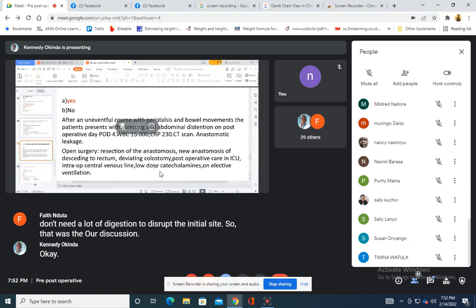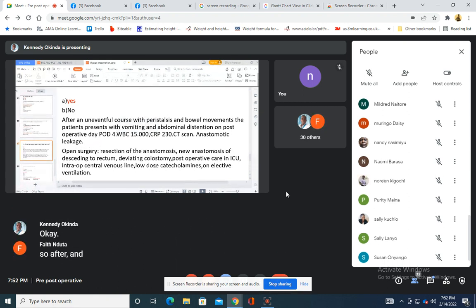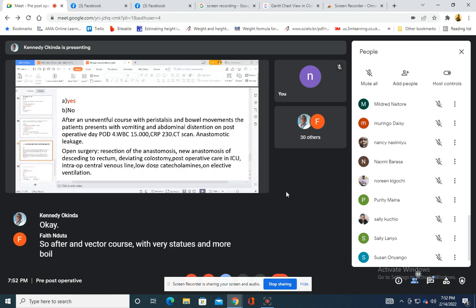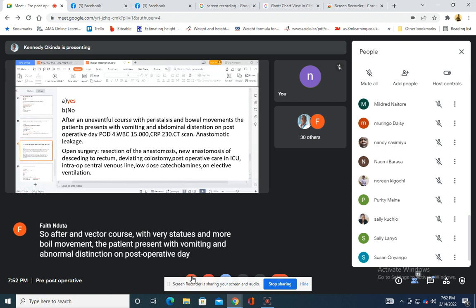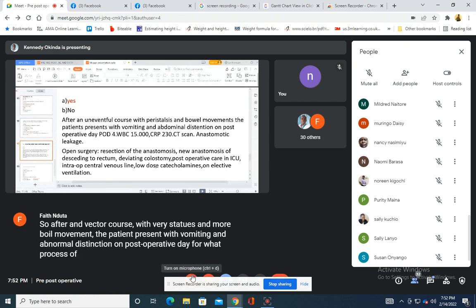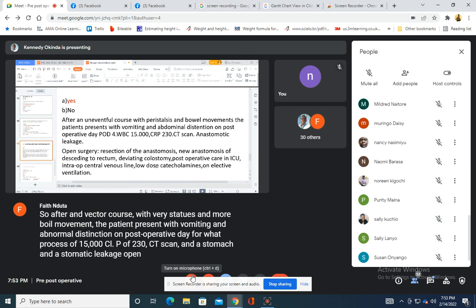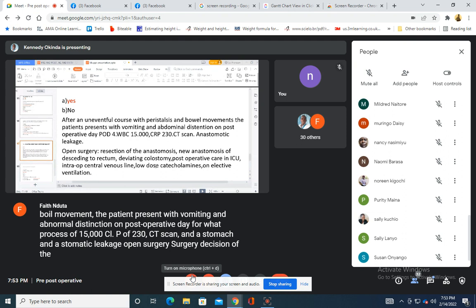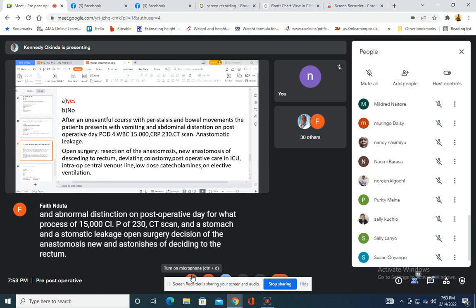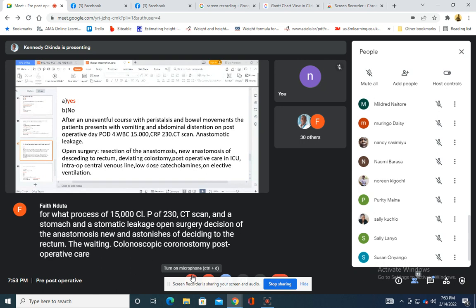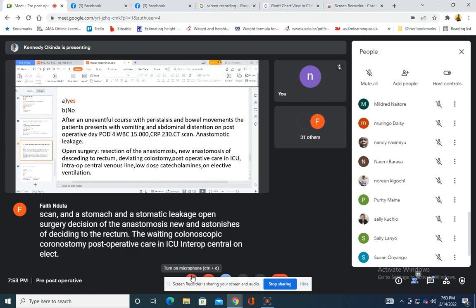Okay. So after an uneventful course with peristalsis and more bowel movement, the patient presents with vomiting and abnormal distension on post-operative day 4, white blood cells of 15,000, CRP of 230, CT scan: anastomotic leakage. Open surgery, dissection of the anastomosis, new anastomosis of descending colon to the rectum, deviating colostomy, postoperative care in ICU, intraop central venous line, low dose catecholamine on elective ventilation.